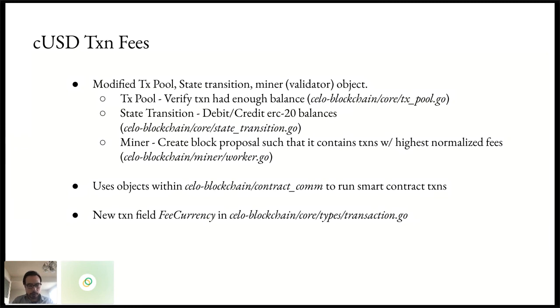And to cover off on this feature, I wanted to mention that we did have to create a new field for the transaction. We had to add this fee currency field, which is basically the address of the ERC20 token, into the transaction object, which is defined within transaction.go.